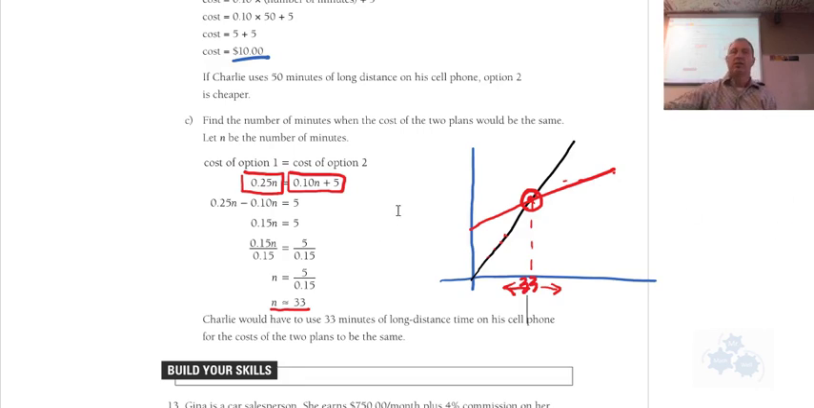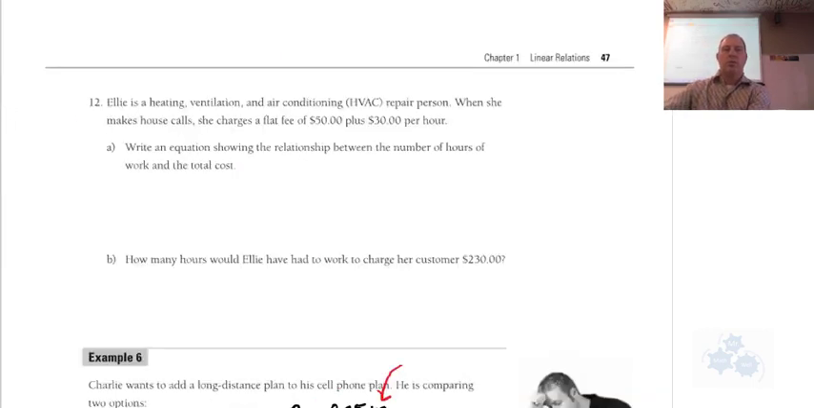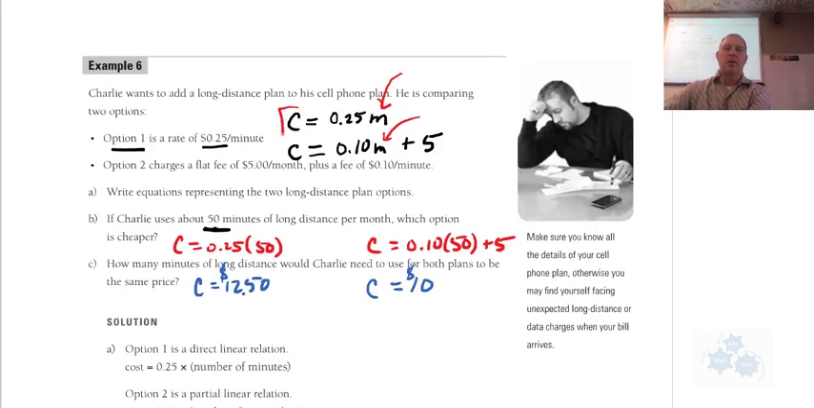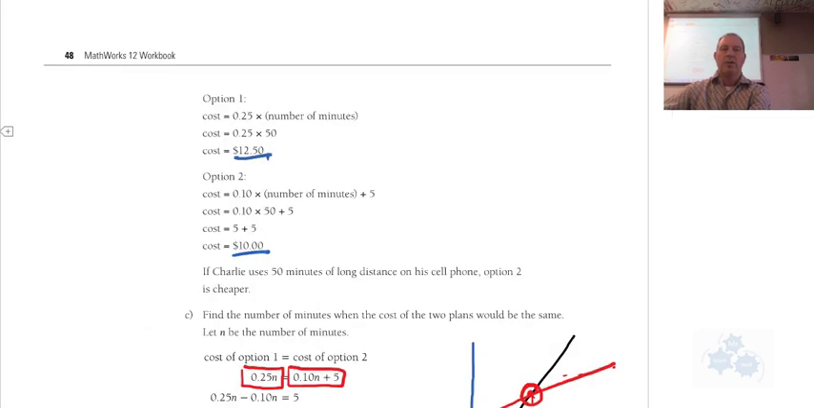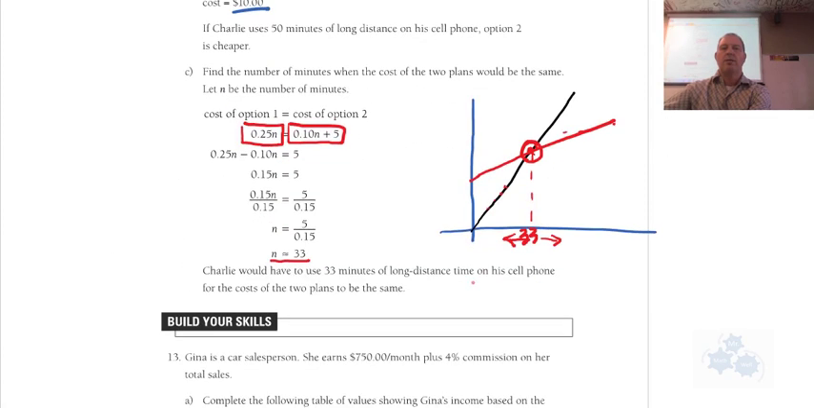Okay? So one more thing that I'll say is, because both of these are costs, they just let this equal this and solve for m. That's how they did it algebraically. Graphing might take a little longer, but you can do that as well.